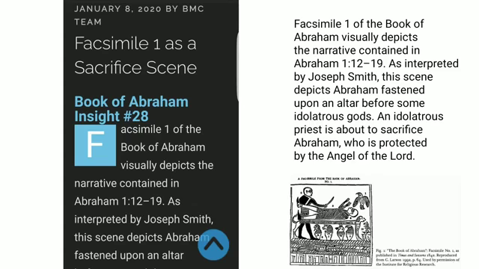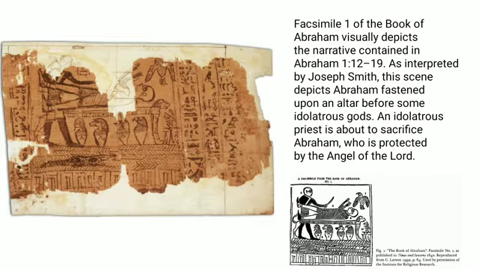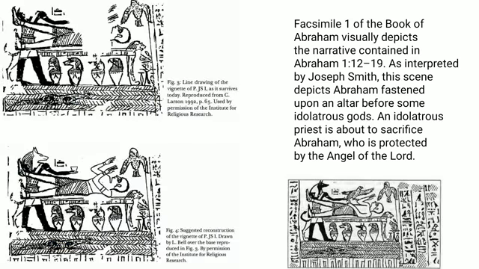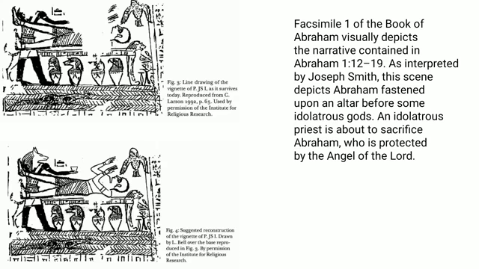Facsimile number 1 of the Book of Abraham visually depicts the narrative contained in Abraham 1:12-19, as interpreted by Joseph Smith. This scene depicts Abraham fastened upon an altar before some idolatrous gods. An idolatrous priest is about to sacrifice Abraham, who is protected by the angel of the Lord.